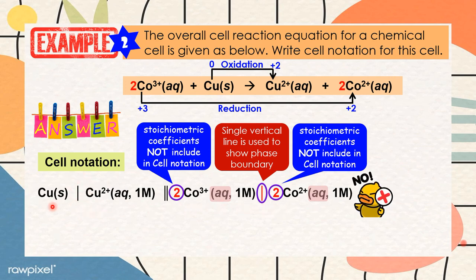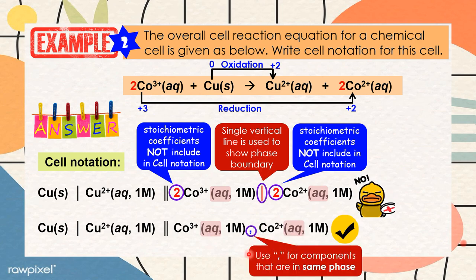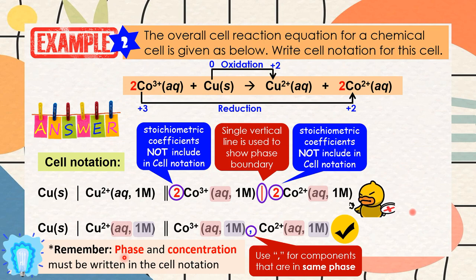So how can we fix this answer? You can write it like this. For the single vertical line, you replace it with a comma, because the components here are in the same phase, so that is why you have to use a comma. And no coefficient in the cell notation. This is the correct answer for how to write the cell notation. Please remember one more thing: phase and concentration must be written in the cell notation like this. So just write one molar for the species that are aqueous. Okay?